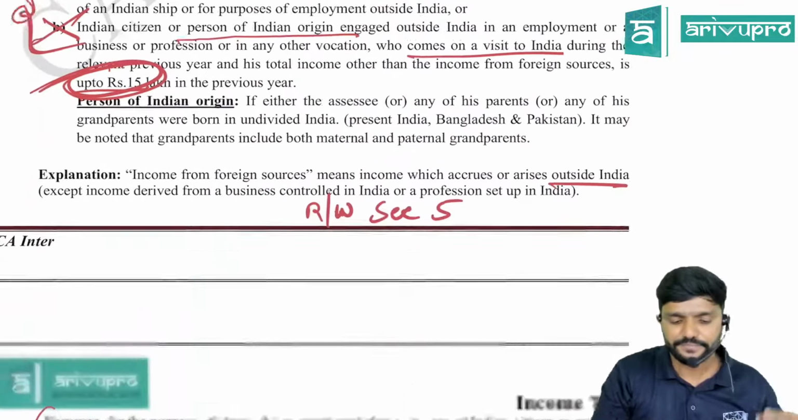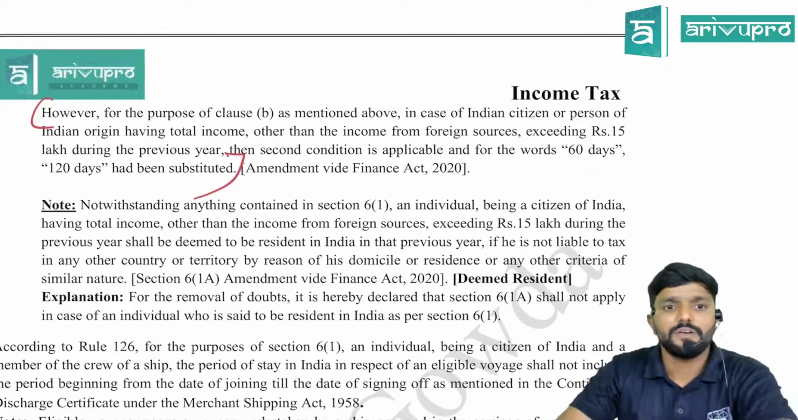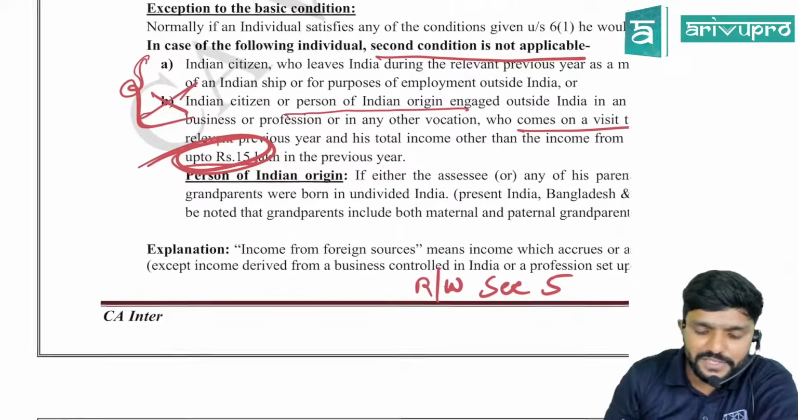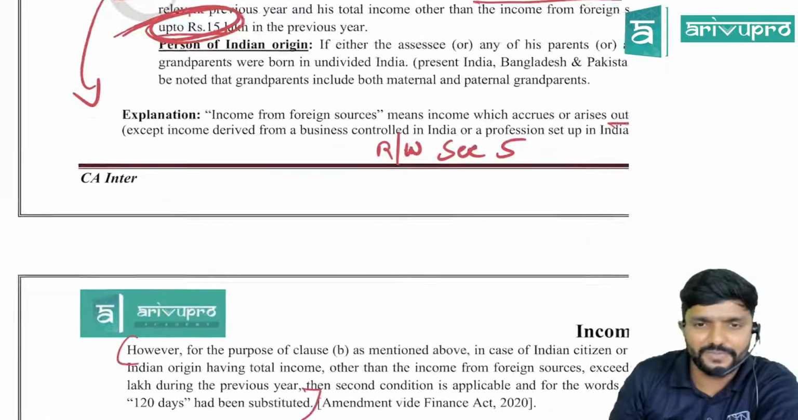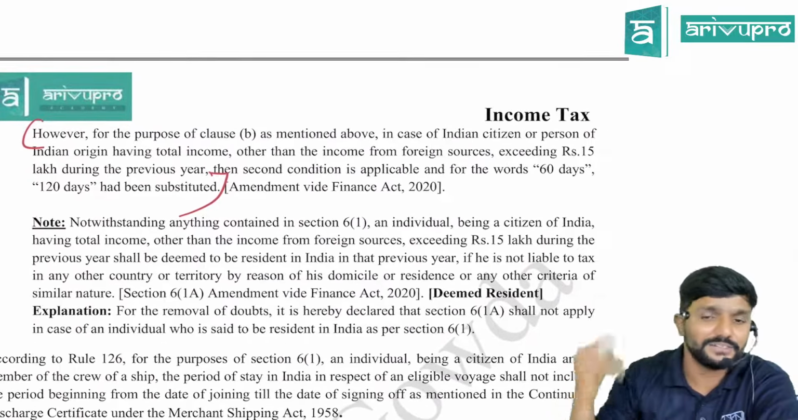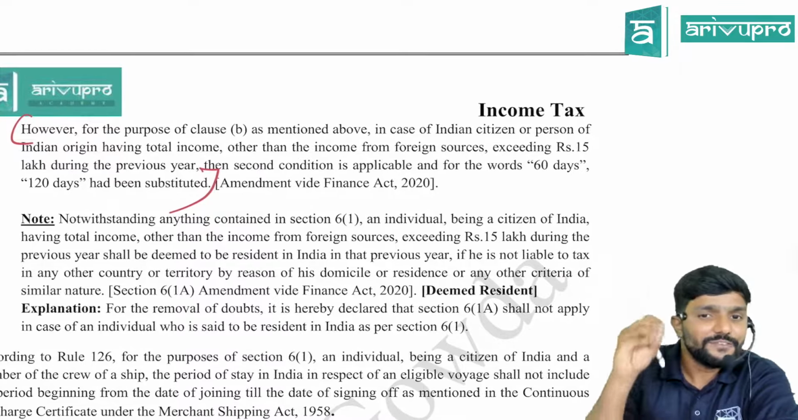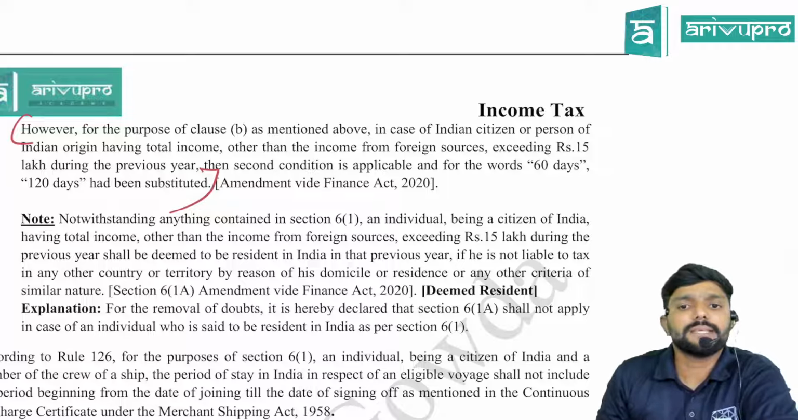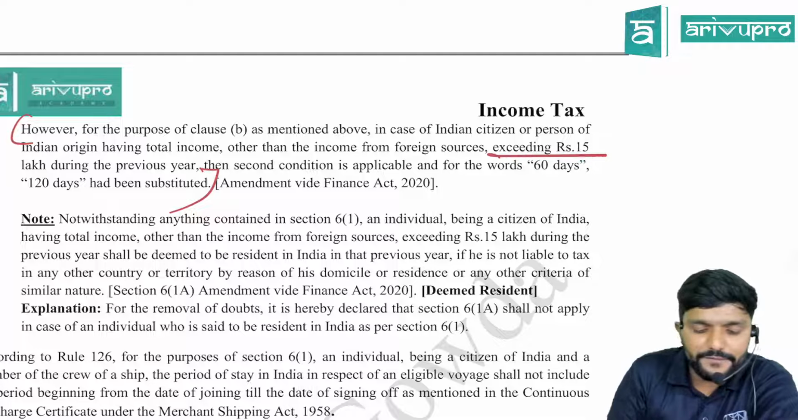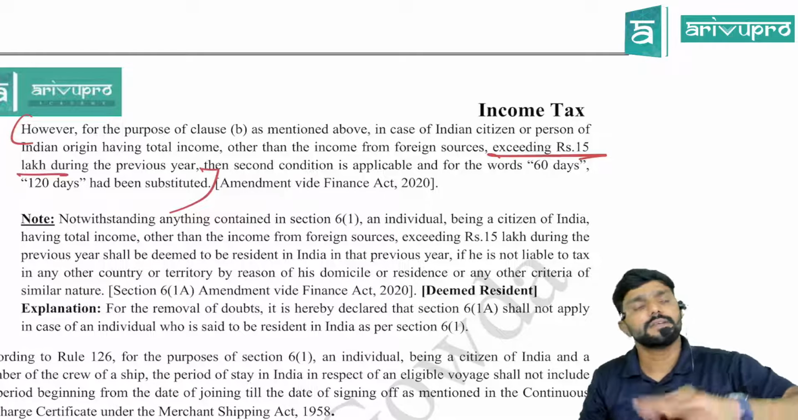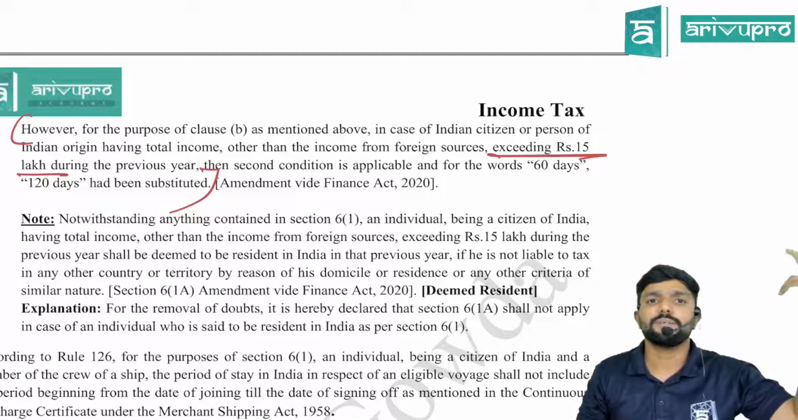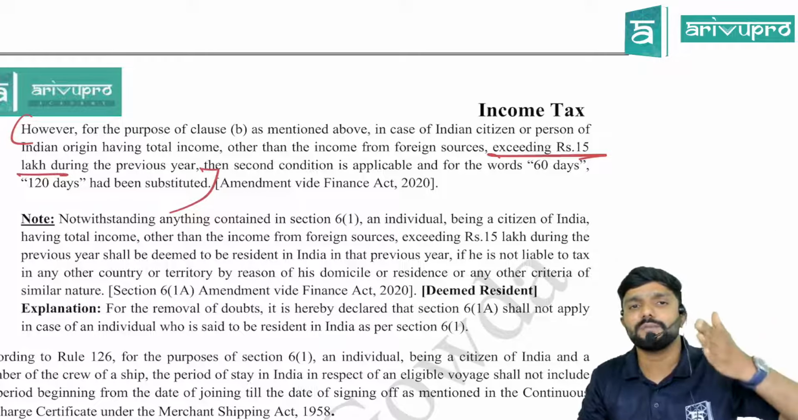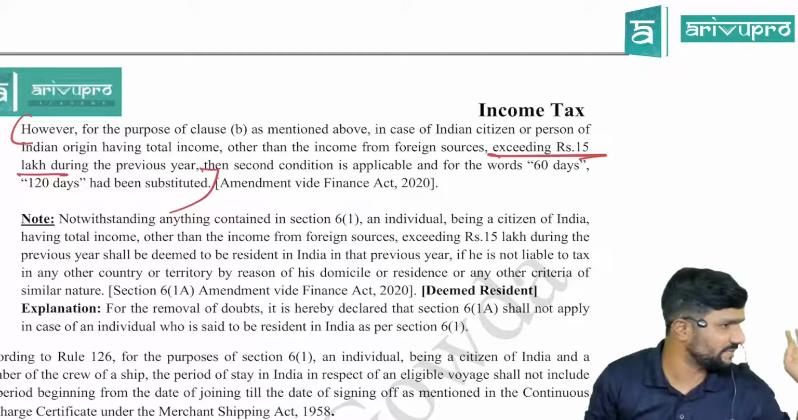Let me read it. However, for the purpose of clause B, you can just give a reference. It is on the next page, but you can draw an arrow mark so that you can connect. However, for the purpose of clause B, that is only the second exception, as mentioned above, in case of an Indian citizen or a person of Indian origin having total income other than income from foreign sources exceeding 15 lakh, the other conditions are the same, guys. Settled outside India for employment, business, profession, vocation. Why is he coming to India? For a visit, during the previous year.